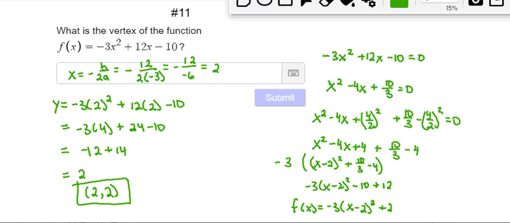Yeah, we see there a long, kind of roundabout, all around the mulberry bush, the monkey chased the weasel. And we still get our vertex of 2, 2.